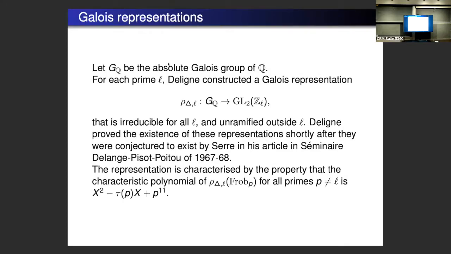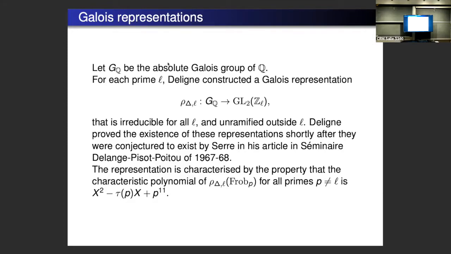And I think perhaps Serre made this connection that some of these things should be thought of in terms of some Galois representation associated to delta. So he conjectured, in the Delange-Pisot-Poitou seminar in 1967 or 68, that there should exist a Galois representation rho delta L from the absolute Galois group of Q into GL2 of the L-adic numbers, which should be irreducible and unramified outside L. The fact that it's supposed to be unramified outside L is related to the fact that delta is a modular form of level 1, a modular form for the full modular group SL2Z.